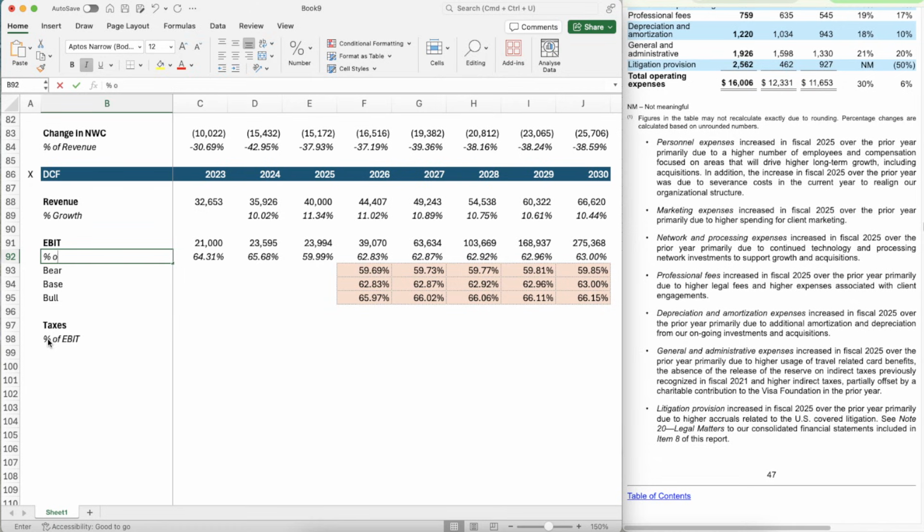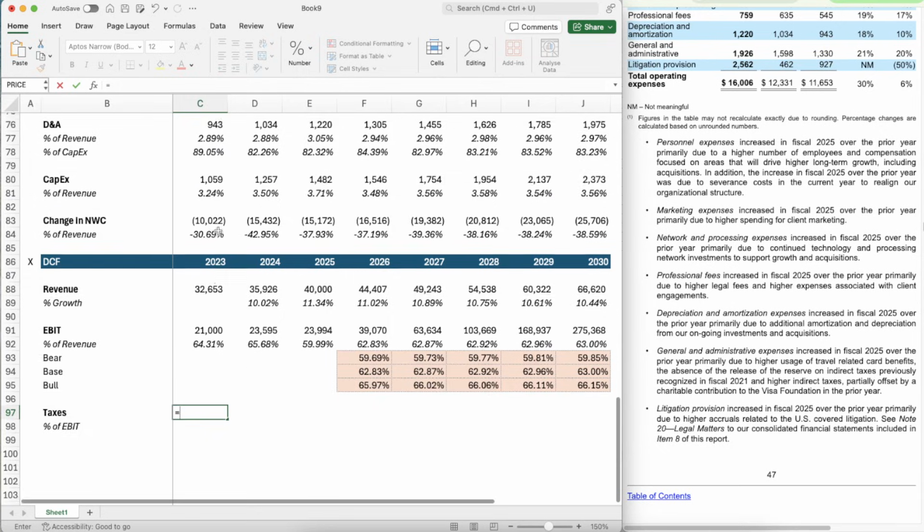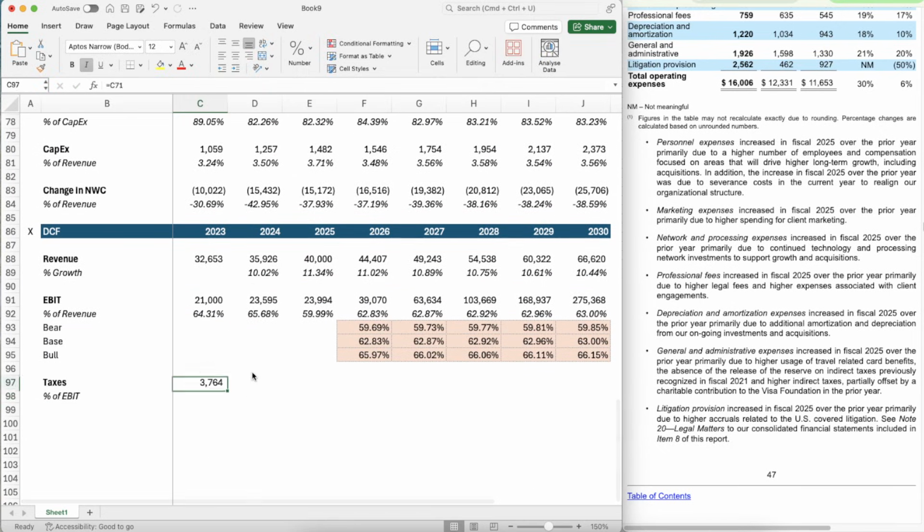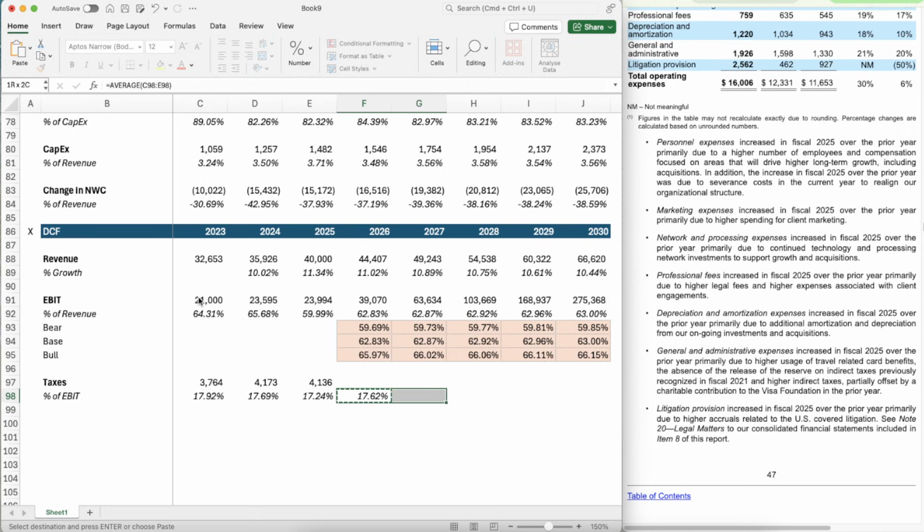This should be percentage of revenue. Okay, we have the first 3 years of taxes. Copy this to here, this to here, then average. Take your EBIT, multiply it by the tax rate.